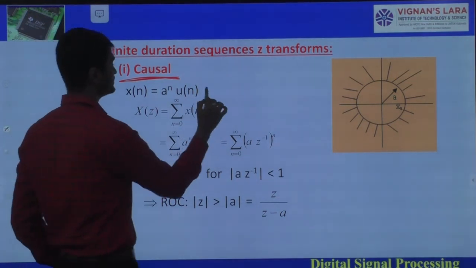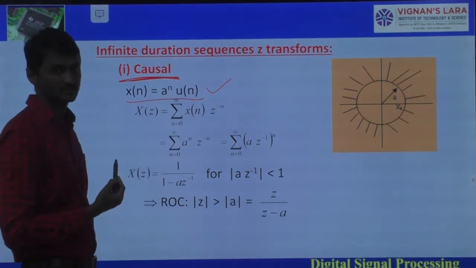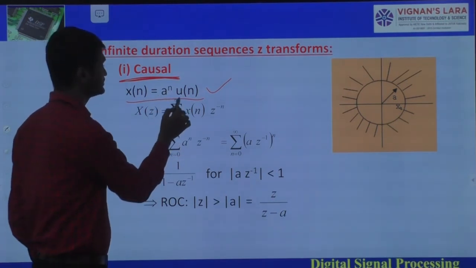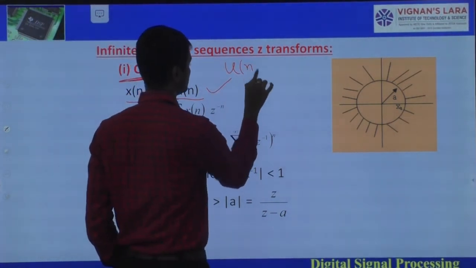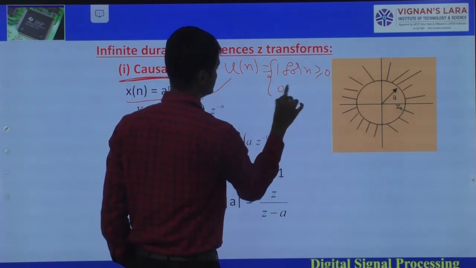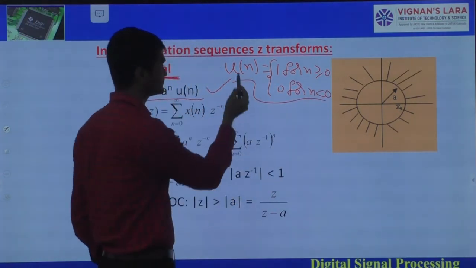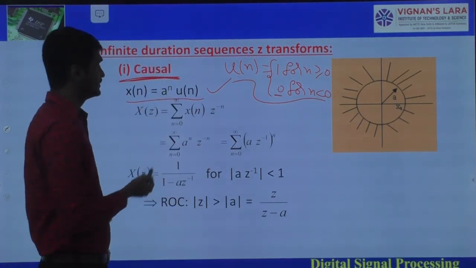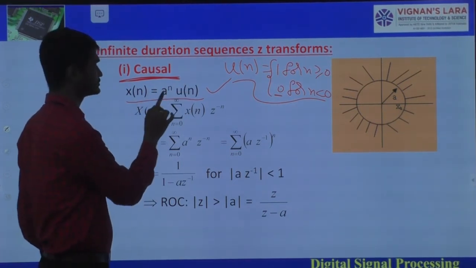So the given signal is x of n equals a power n into u of n. How can you say it is a causal signal? It is because of u of n. We know that u of n is equal to 1 for n greater than or equal to 0, and 0 for n less than 0. So the signal is said to be causal, that is, it is 0 for n less than 0. Then it is a causal signal.